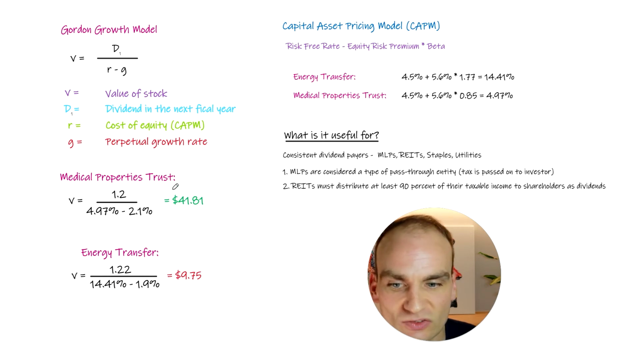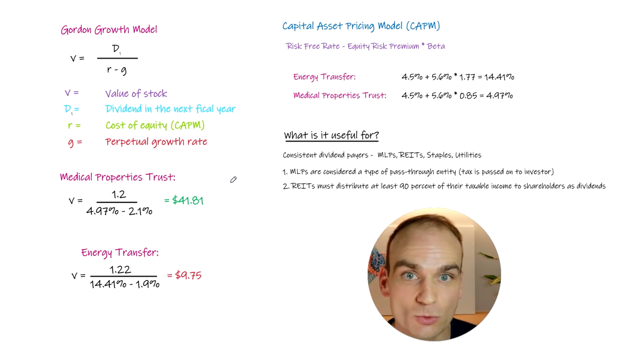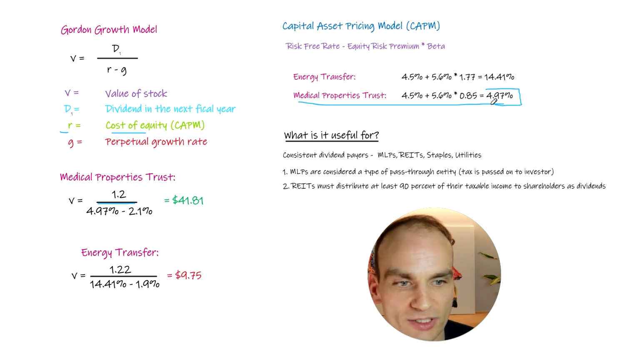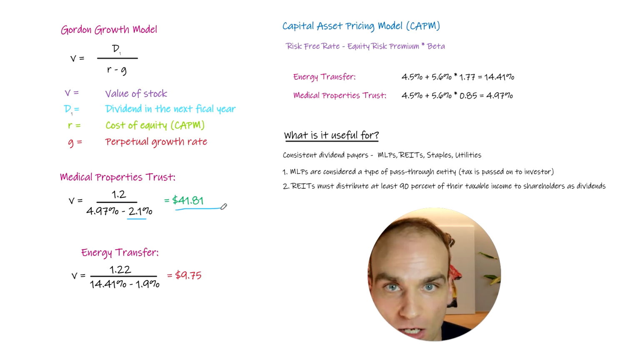So let's build out this calculation and understand what valuation the Gordon Growth model would place on both of these different companies. So let's start off at the top here. We're going to look at Medical Properties Trust. We have V, which is the expected value, which I've put over here. And on the top, we want the dividend for the first fiscal year moving forward. So dividend 1 year forward. In this case, it's 1.2. I'll show you where I got that in just a moment. And that's divided by r, which is the cost of equity, which we calculated right here, 4.97%, minus the perpetual growth rate. Again, we'll look at that in just a moment where I got 2.1%. And that gives us a price of $41.81.